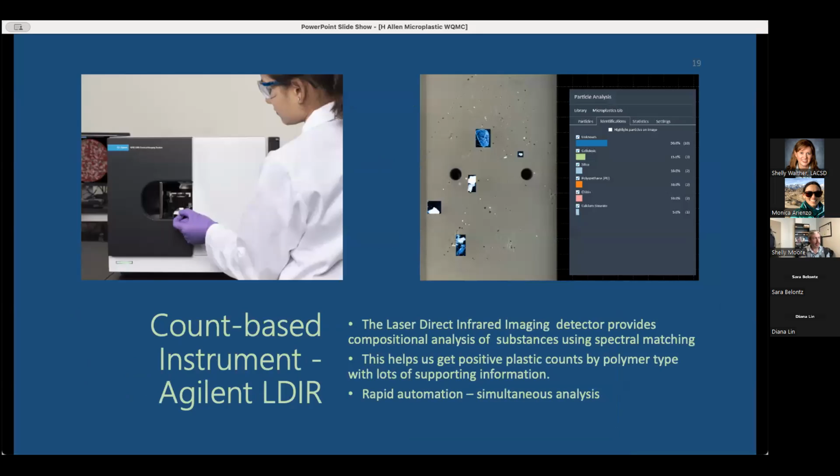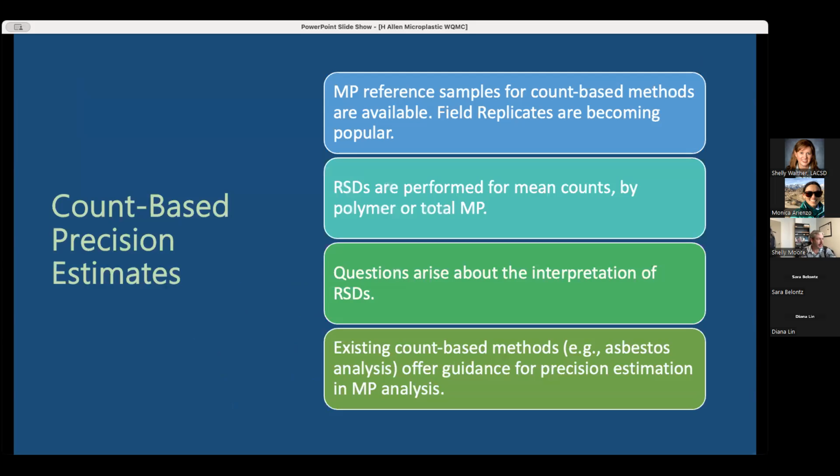All right. This is just an example of infrared analysis. You guys know, I don't use this method, but they were the first group we worked with at ASTM. But you guys all know about this. And I just use it as an example to talk a little bit about RSDs for counting. So I'm going to tackle that really quickly.